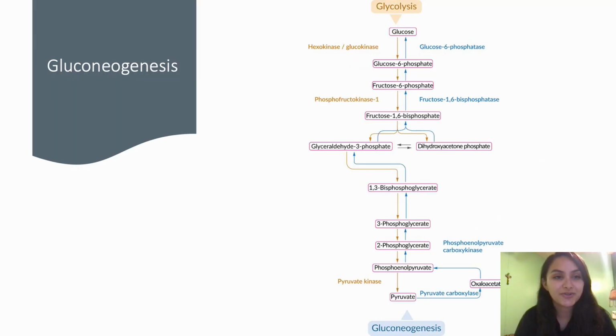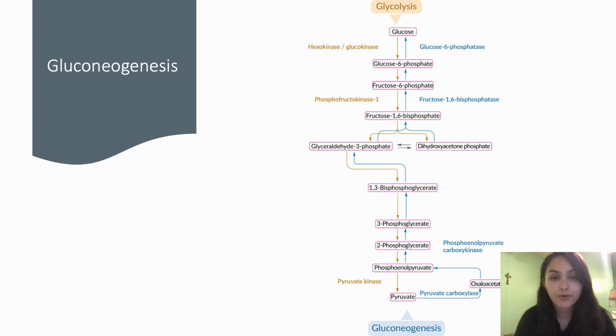Now let's move on to gluconeogenesis. Gluconeogenesis is the metabolic pathway by which glucose is synthesized from non-carbohydrate precursors in the body. It is an important process that occurs primarily in the liver and to a lesser extent in the kidneys. Gluconeogenesis allows the body to maintain adequate blood glucose levels, especially during fasting or low carbohydrate conditions when glucose availability from dietary sources is limited.